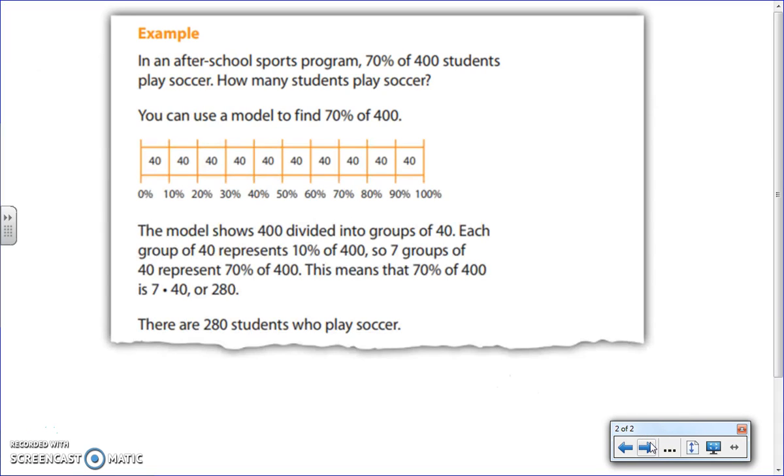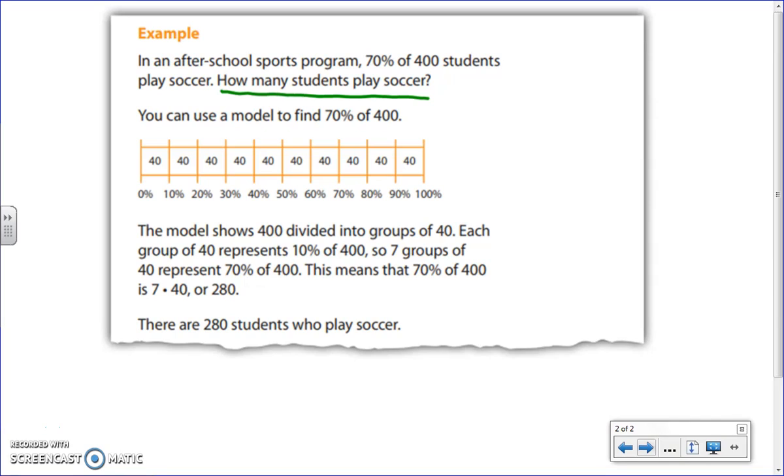In an after-school sports program, 70% of 400 students play soccer. How many students play soccer? So in this case, we have just one question for this scenario, and it asks how many students play soccer. Well, we know there are 400 students, and we know that 70% of them are playing soccer.